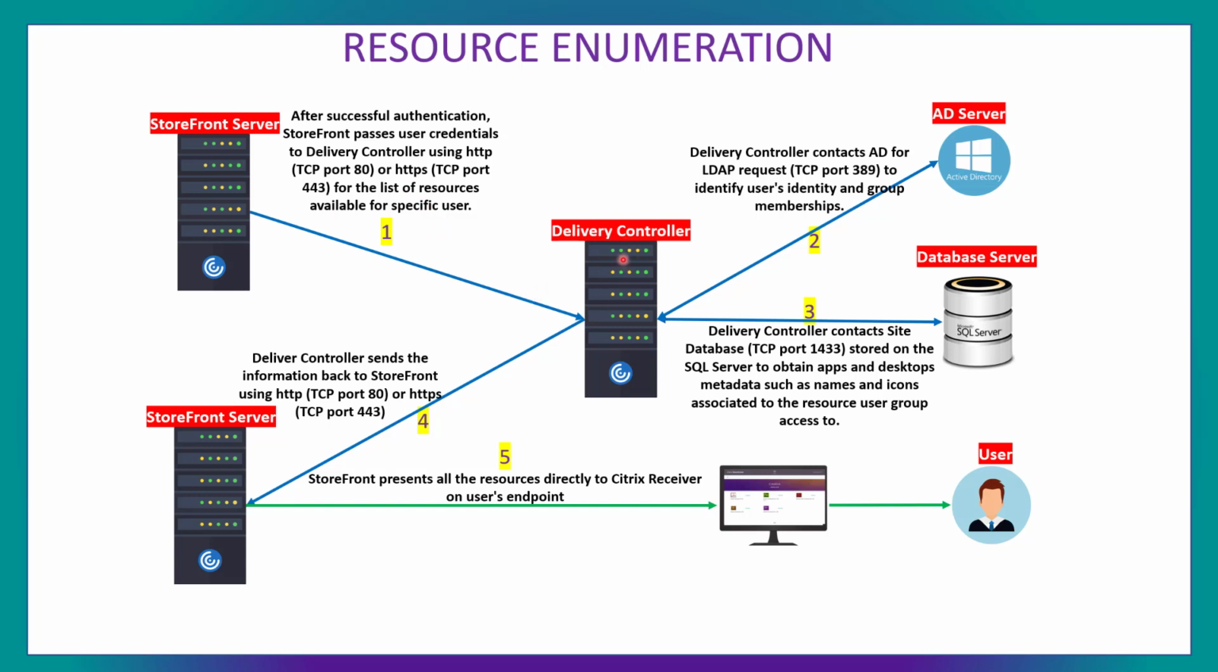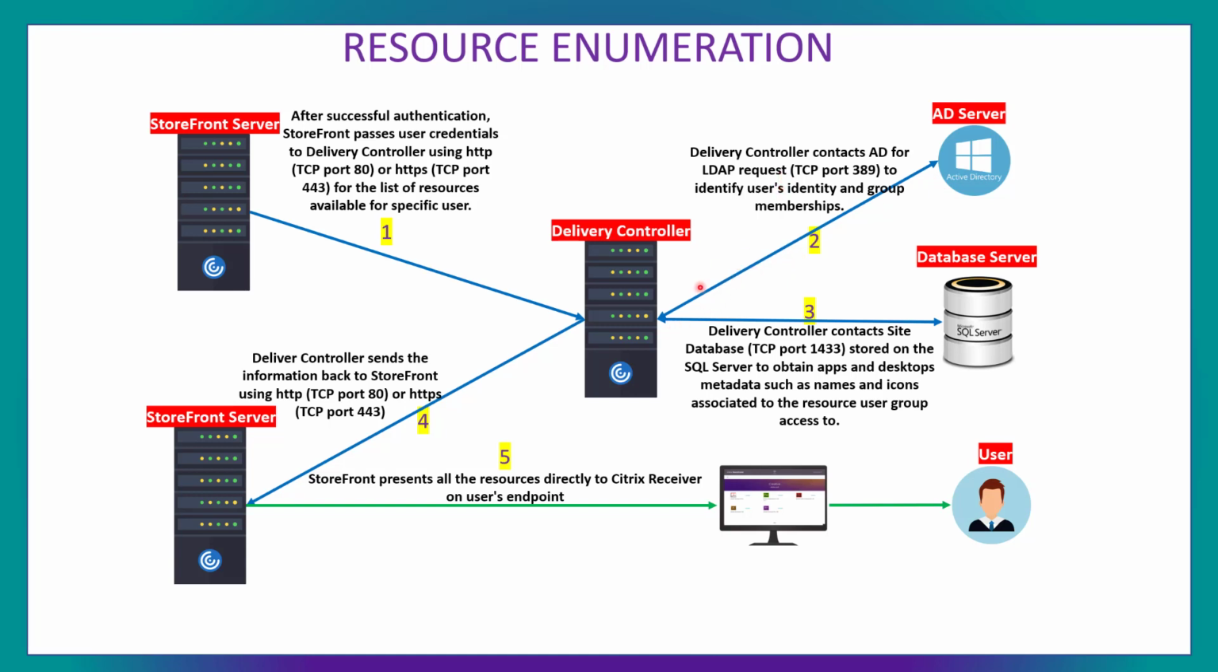The delivery controller now contacts AD for an LDAP request using port 389, non-secure LDAP. Port 636 is secure LDAP. That is to identify which group the user belongs to, or which group membership the user has. All that information can be fetched from Active Directory.